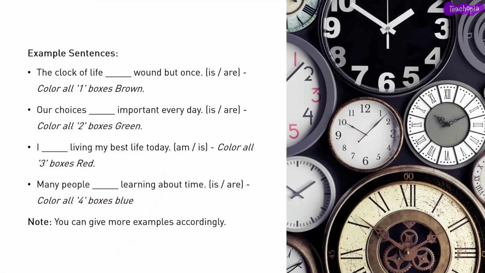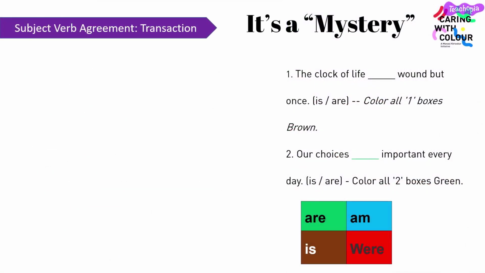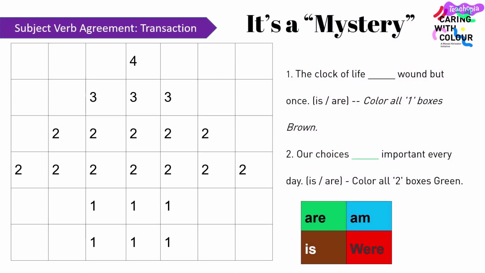Example sentences are given here. Let's go to the activity. Here's a grid that you can draw using all the materials required. The first sentence is: the clock of life dash owned but once. The options are 'am' or 'is'. So color all one boxes brown. So here you can see in the grid, are, am, is, were are differently colored.